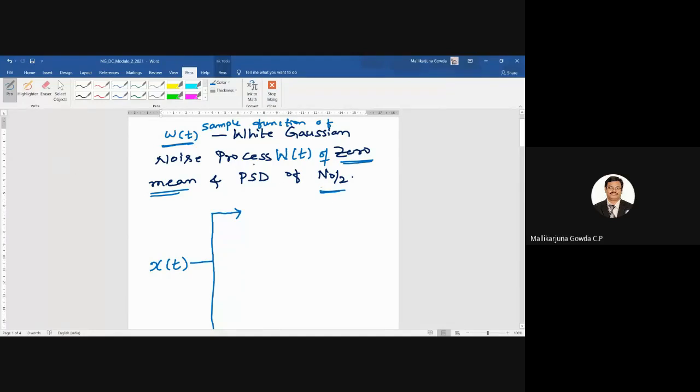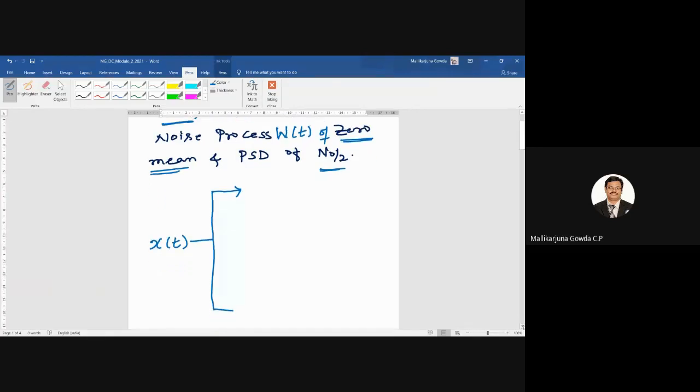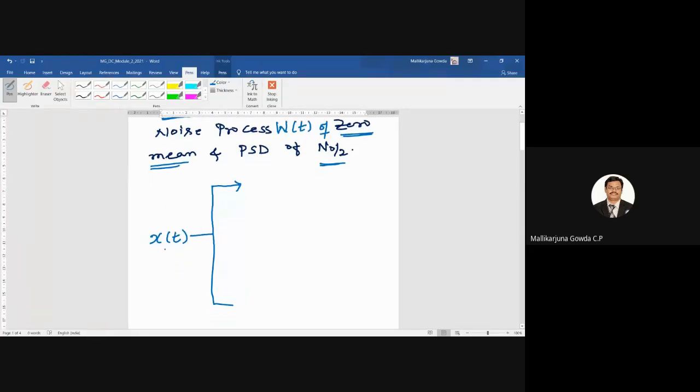Now I was asking about the correlator, right? So x of t is my received signal. From this I need to derive the coefficients, right? x of t is the transmitted signal plus noise. Both things are there, not only the transmitted signal. One is the transmitted signal, which is si of t, and the other is the noise.